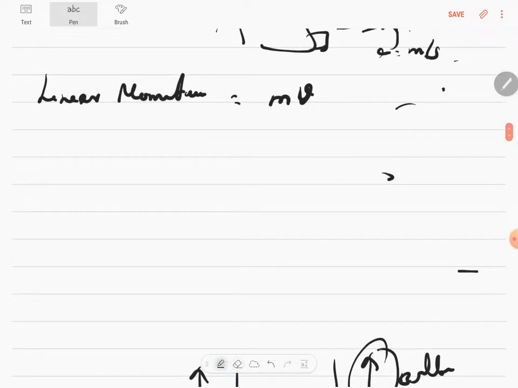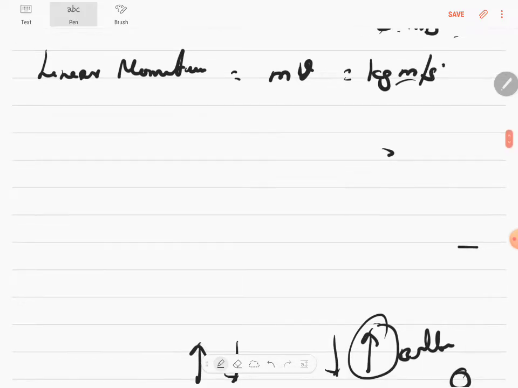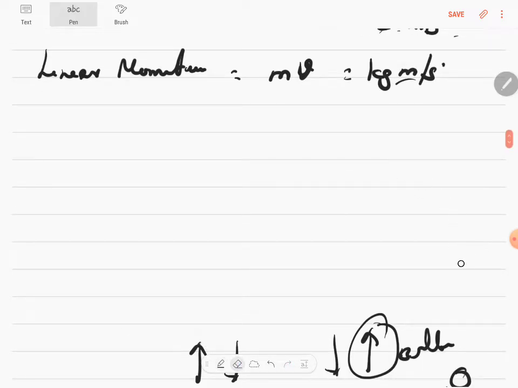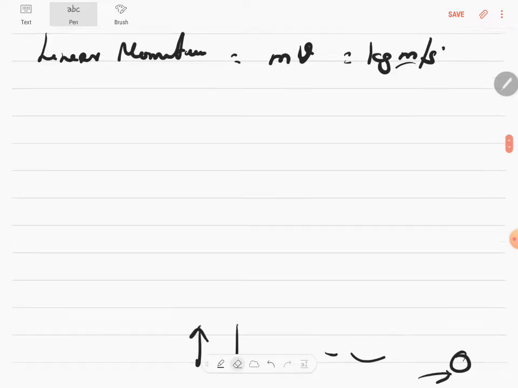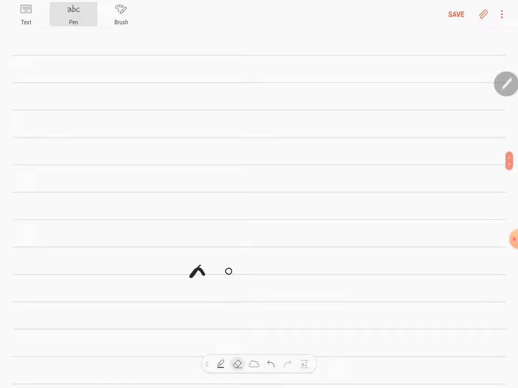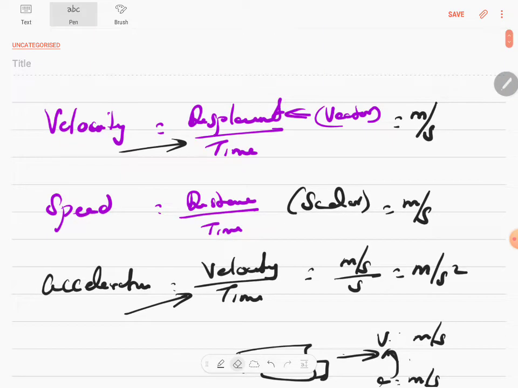The SI unit of this is kg for mass, and velocity is meter per second. So it's kg meter per second. That's the SI unit for linear momentum. These are the extra points I'm telling you for you to understand where momentum comes in physics. So what is velocity? It is displacement by time. So it's meter per second.